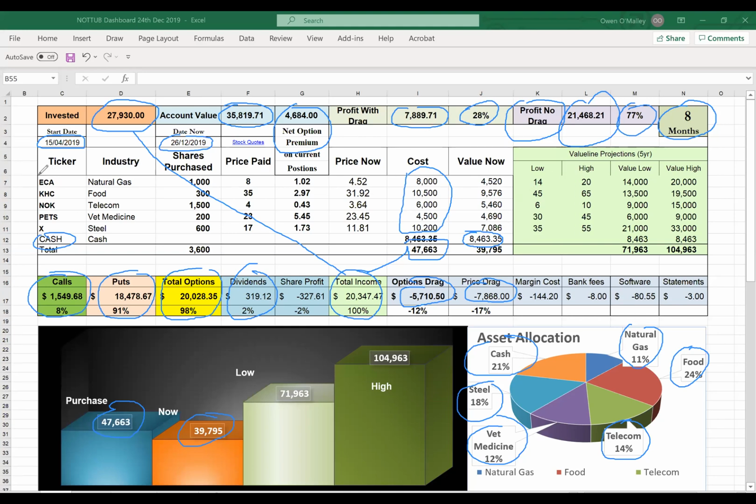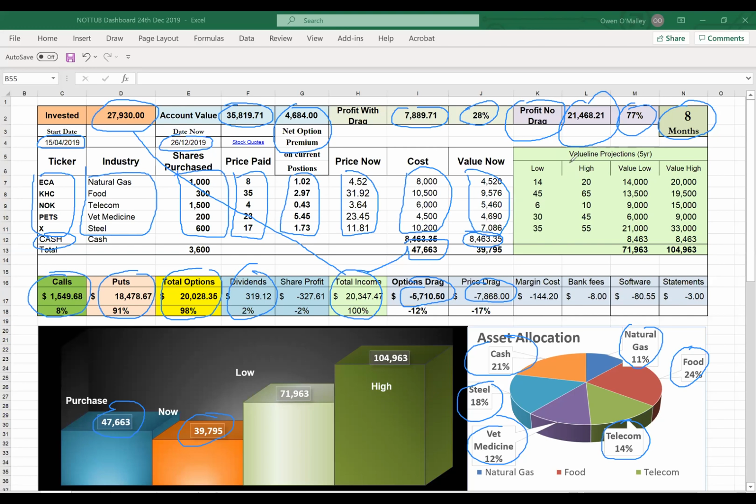So what you've got down here is the name of all the companies, the ticker symbol of all the companies, the industry that they belong to, the number of shares that have been purchased or accumulated over time, the price paid for those shares, the income that has been generated from those shares, the price now, the cost, and the value now.